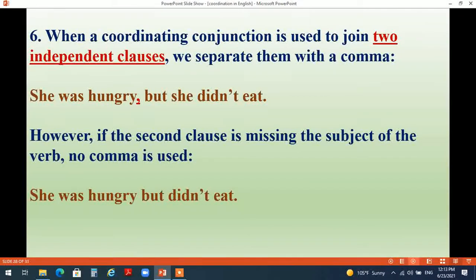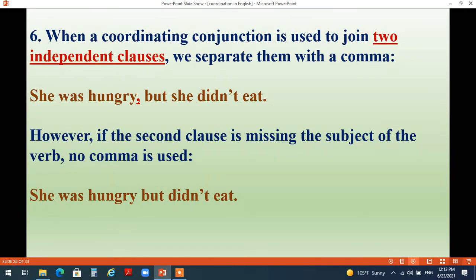Number 6. When a coordinating conjunction is used to join two independent clauses, we separate them with a comma. إذن حين نستخدم أداة ربط من أنواع الcoordinators للربط ما بين عبارتين فعليتين مستقلتين لابد أن نضع الفارزة كي نفصل ما بين هاتين العبارتين الفعليتين المستقلتين. For example, she was hungry but she didn't eat. هنا لدينا عبارتين فعلية مستقلة، إذن لابد أن نضع الفارزة كي نفصل ما بينهما.